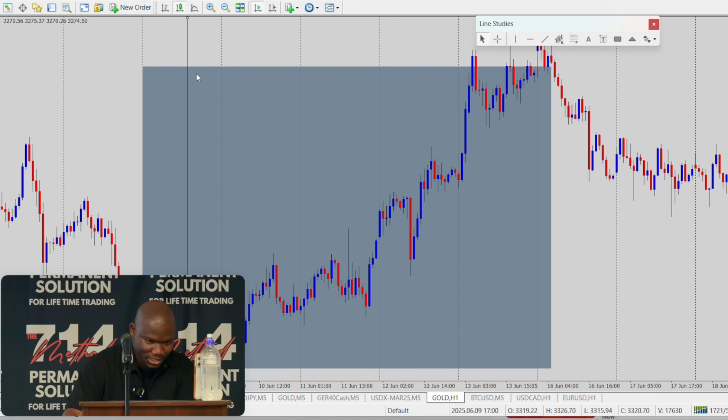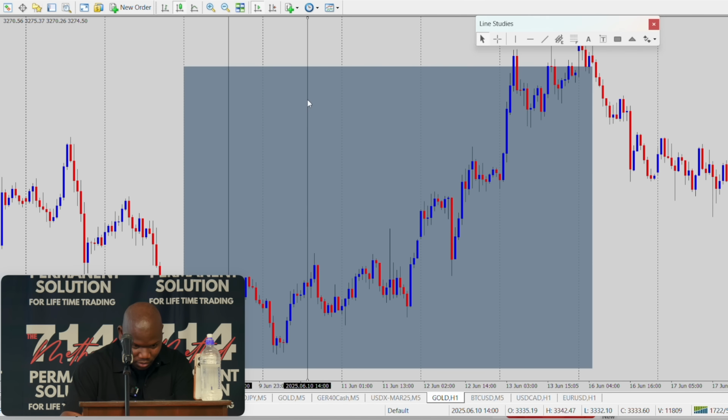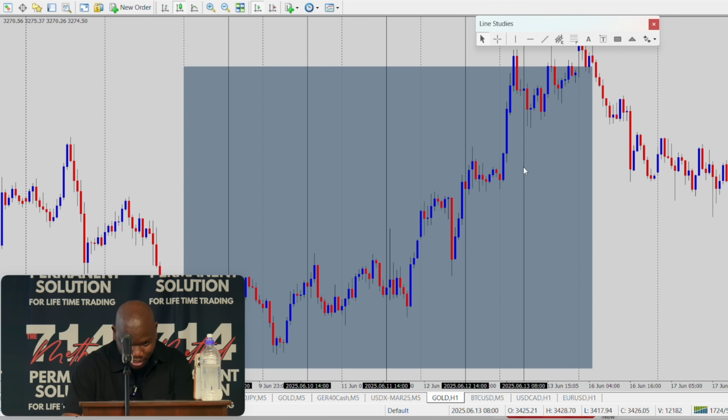Okay, so that is our 2 p.m. You look at price action. There's the following day, 2 p.m. See, the candlestick was red, and next time it moved. The following day, 2 p.m. Following day. So right here, we're just doing a rough sketch.